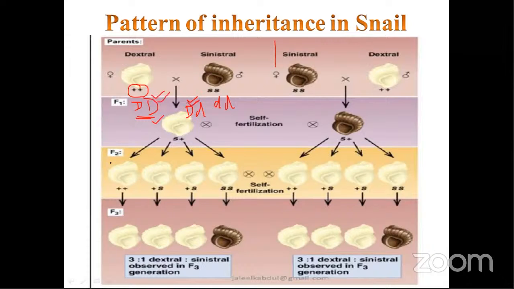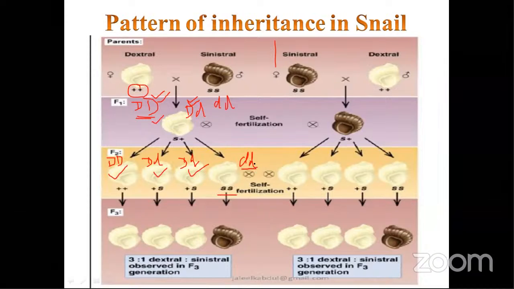Next you see, from here it will be segregating, like it will be capital DD. This one will be capital D small d, capital D small d, small d. The fourth one will be there. So this one is dextral, this one is dextral, this one is also dextral, but this one is having the genotype small d, still it is showing the dextral pattern.